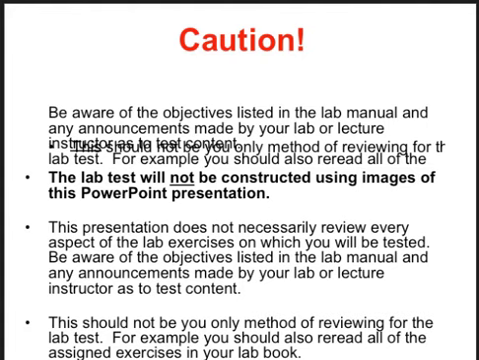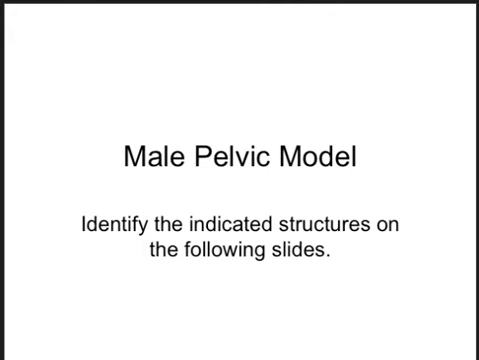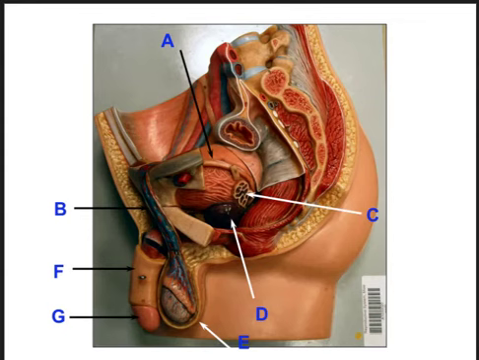So we'll start out with models of the reproductive system. We'll be looking at male and female reproductive models as well as slides of tissue from male and female reproductive organs. So we'll start with the male pelvic model. We want to identify the indicated structures on the following slides.